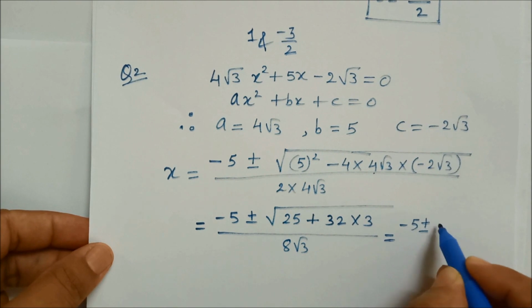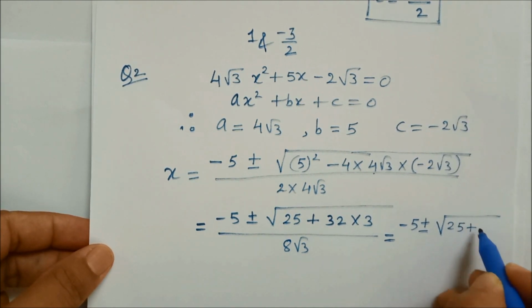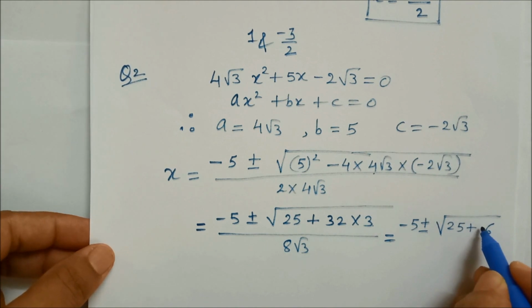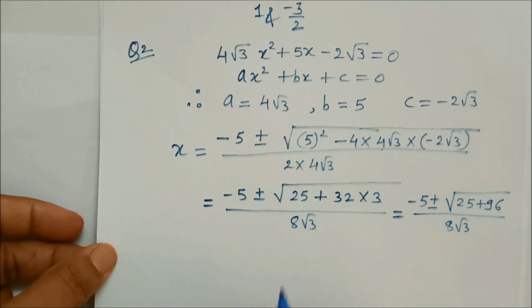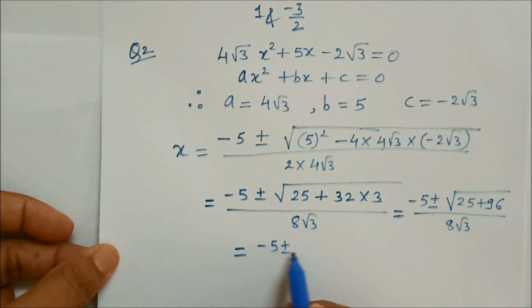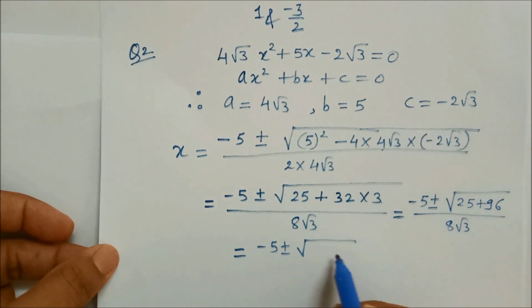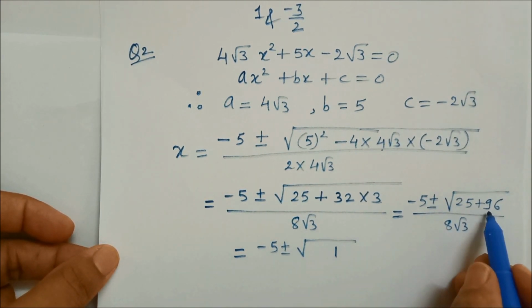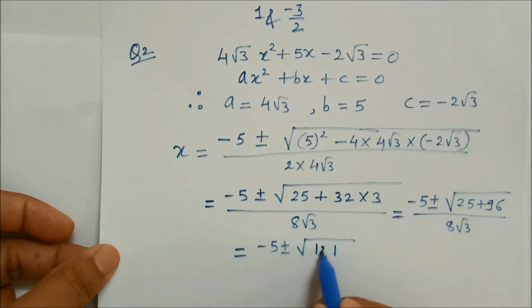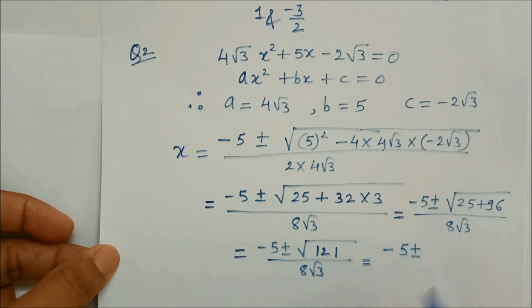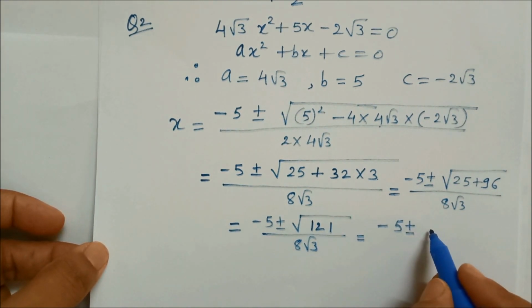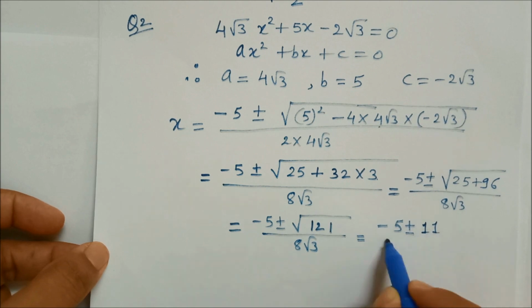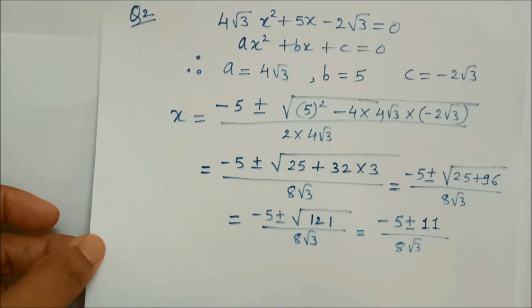Minus 5 plus minus under root 25 plus 3 2s are 6, 3 3s are 9, upon 8 root 3. Minus 5 plus minus under root 121, since 6 plus 5 is 11, carry over 1, 1 plus 9 is 10, 10 plus 2 is 12, upon 8 root 3. 121 is the square of 11, so we can write the square root of 121 is equal to 11, upon 8 root 3.